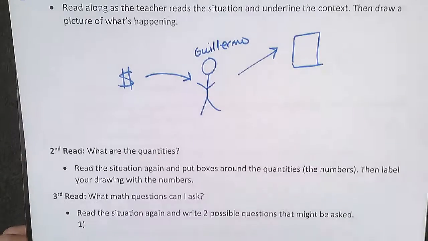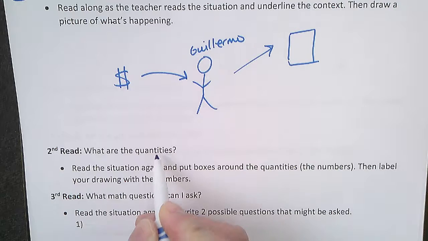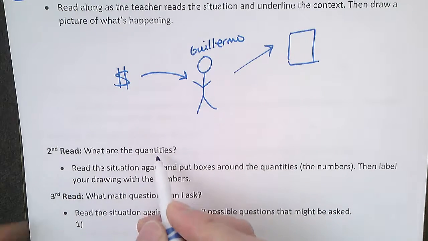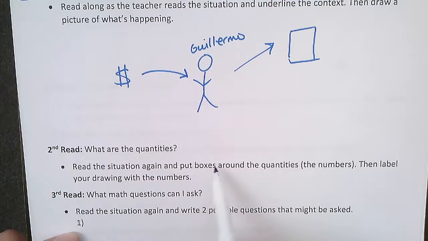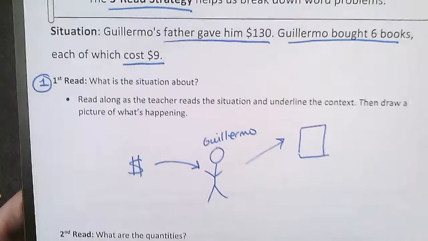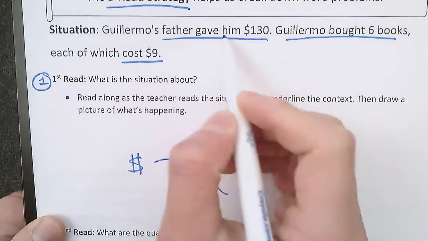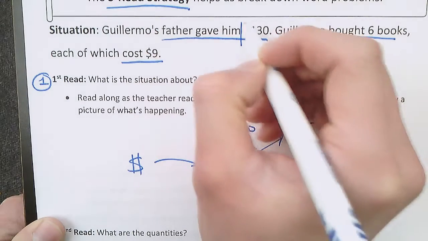The second read says we're trying to figure out what the quantities are. Remember, quantities are like numbers. So we're going to read the situation again, and we're going to put boxes around the quantities, which are the numbers. And then we're going to label our drawing with those numbers. All right, so back to the situation. Guillermo's father gave him $130. So $130, that's a quantity.